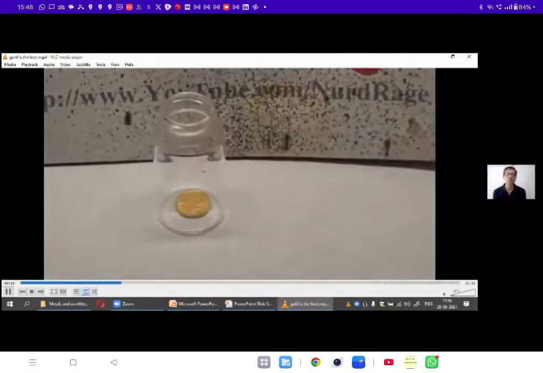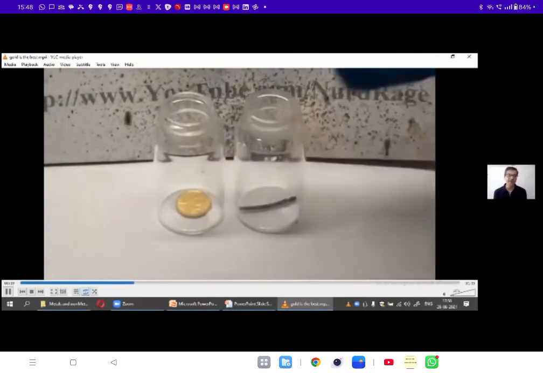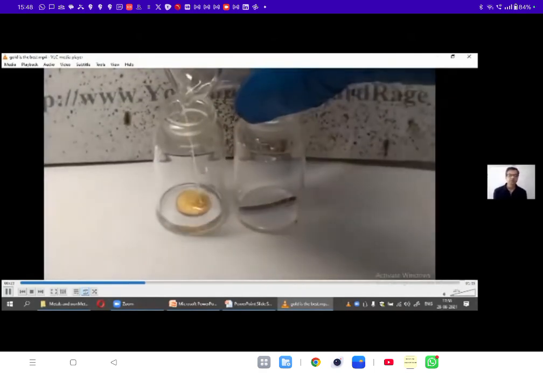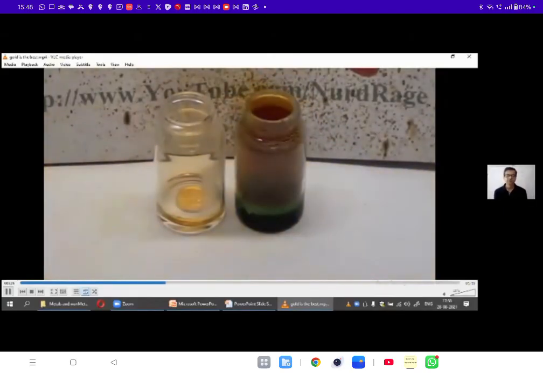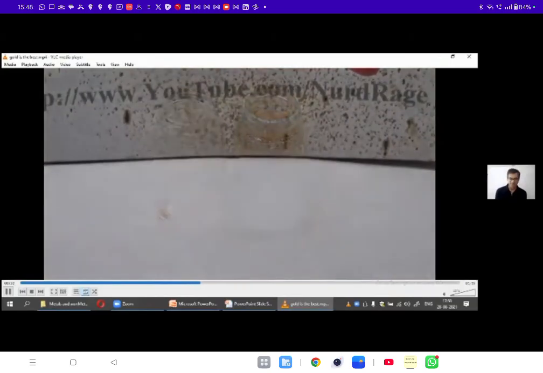Now this is a gold coin and a copper nail, and nitric acid is put down. See what happens to that copper. Nothing happens to gold. It remains shining because gold is the best.